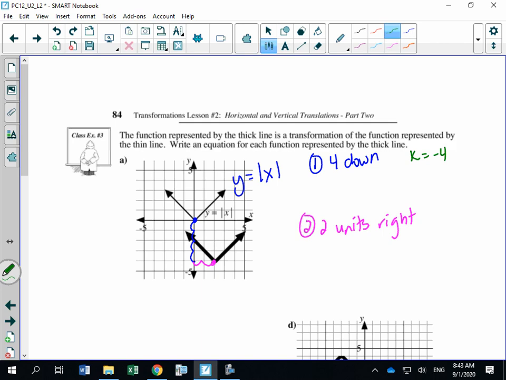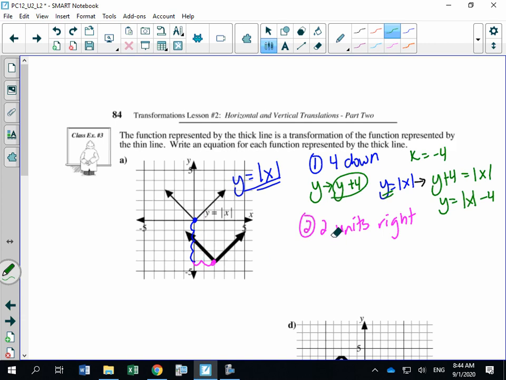The replacement, though, is y is going to be replaced with y plus 4. So you're given your original function, y is equal to the absolute value of x. And after the transformation, take out that y and put in y plus 4. So y plus 4 is equal to the absolute value of x. Y is equal to the absolute value of x minus 4. So what that is, it's this original function translated 4 units down.